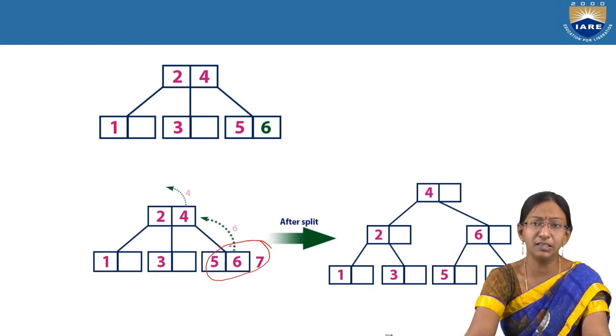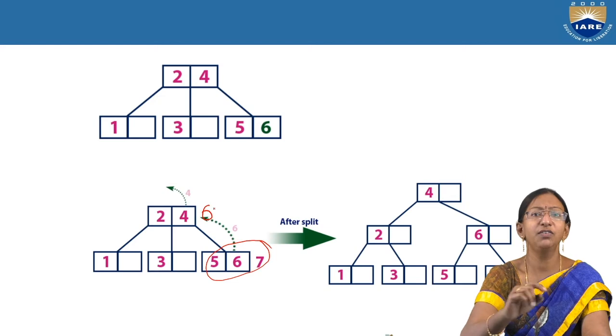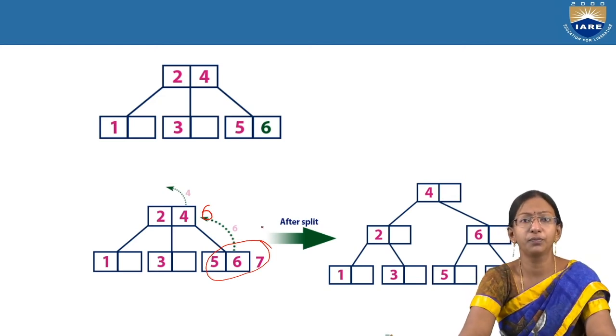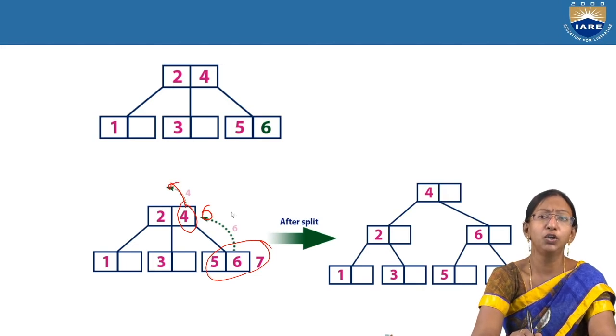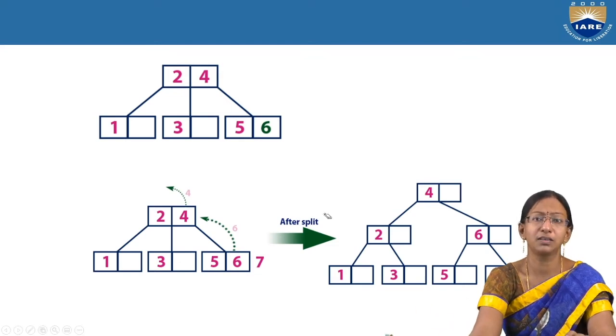So I'm going to split this into two halves and send 6 to the top. If I send 6 to the top, even the root cannot accommodate it because it has two keys, which is a fully filled node. So what is the middle value? 4. This 4 I have to bring to the top and make a new root such that its left node is 2 and right node is 6.